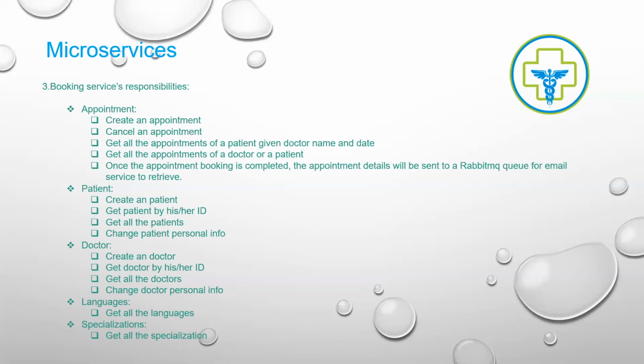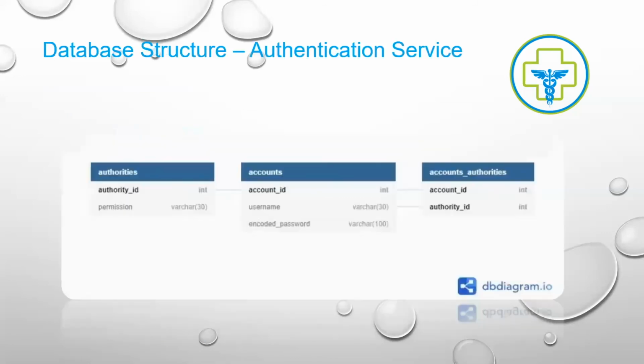For patient, the front-end user can create a patient, get all the details of a patient by his or her ID, get all the patients, and change the patient's personal details. Doctor part is the same as the patient's. The front-end user can also get all the languages and specializations stored in the database.